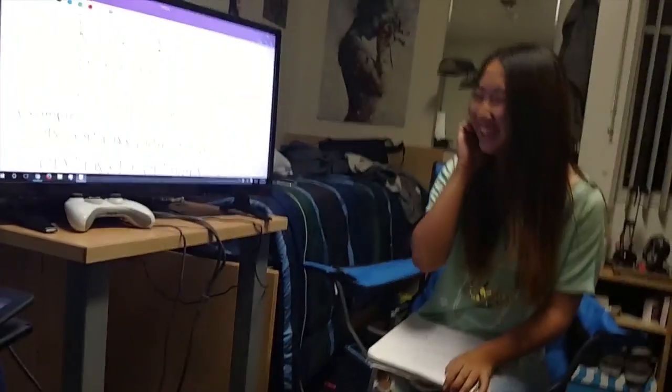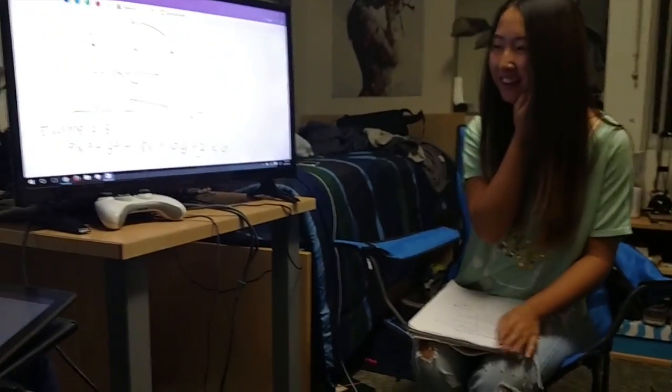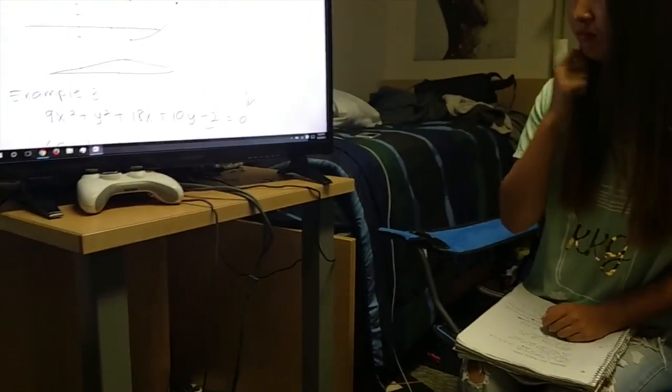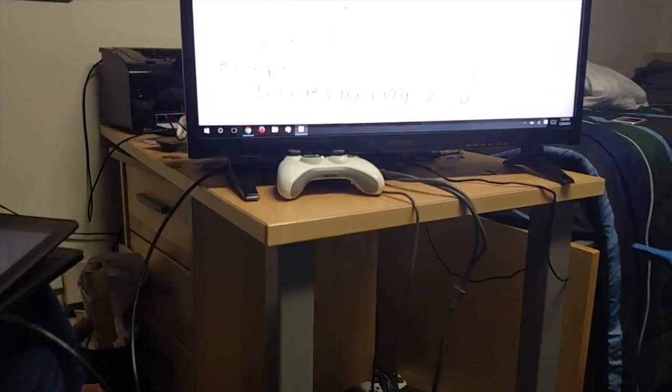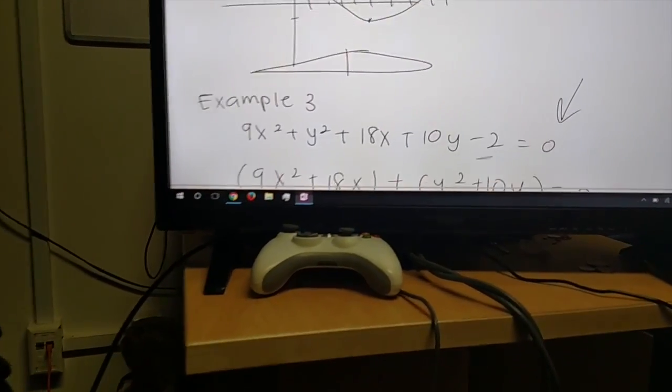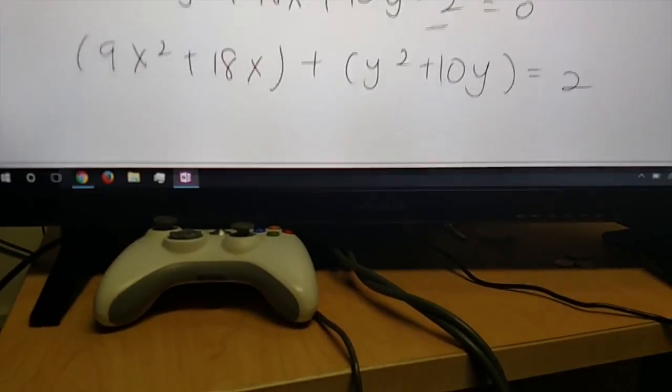Okay. Anyways, we're going to do another example. So this is example 3. It's on the bottom right here. So we're going to find the foci of this ellipse. So you have 9x squared plus y squared plus 18x plus 10y minus 2 equals 0.